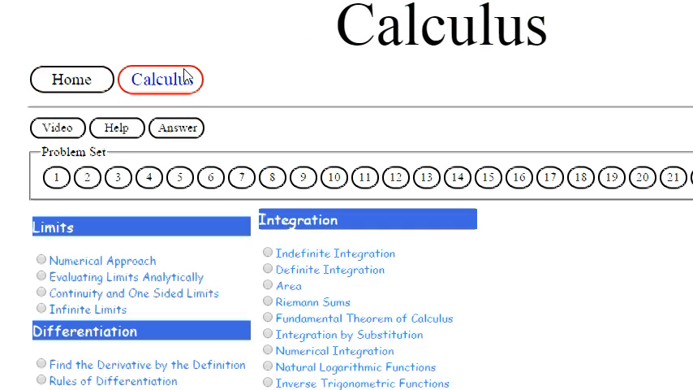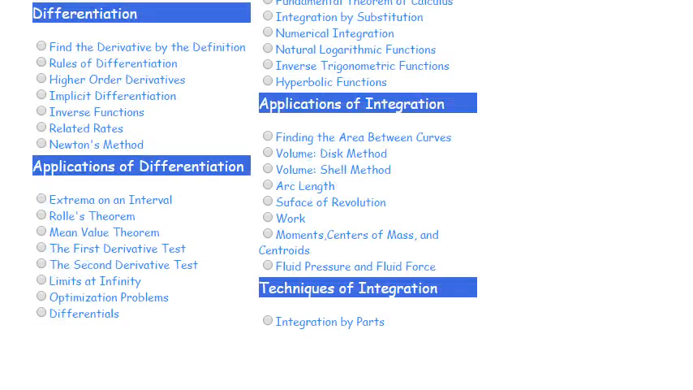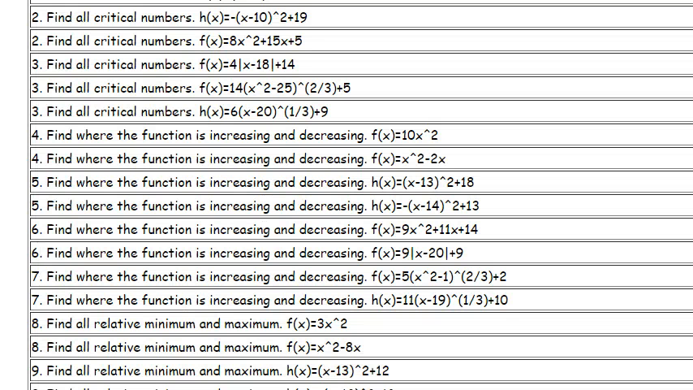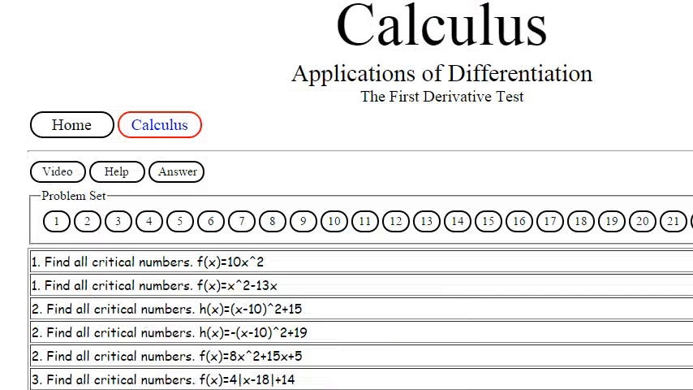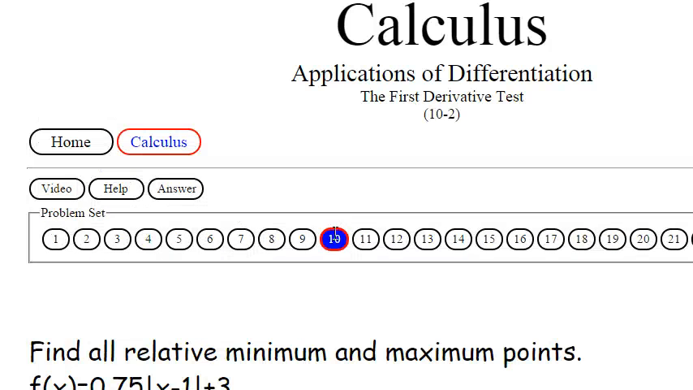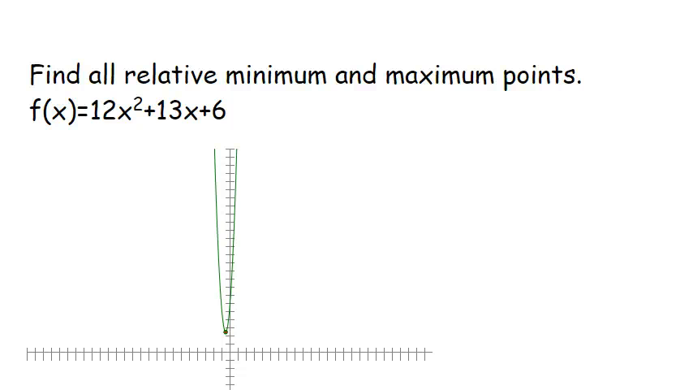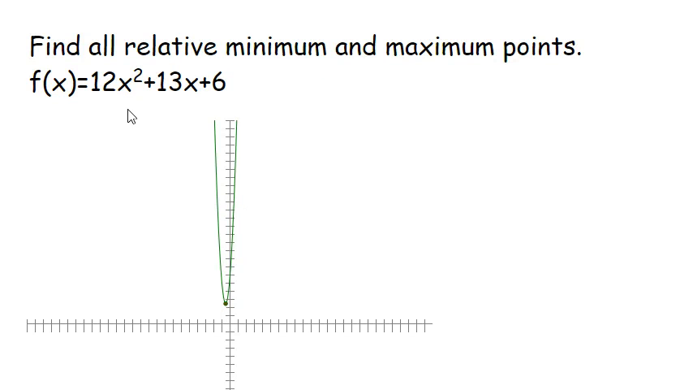We're at gotomath.com. Click on the calculus. Let's go down to first derivative test. And let's look at 10-1. Okay. So as you can see in the graph, that's the point we want to find. Find all relative minimum and maximum points.